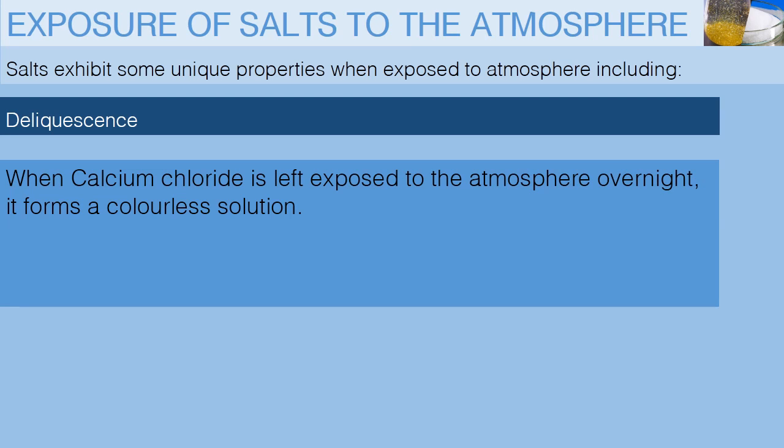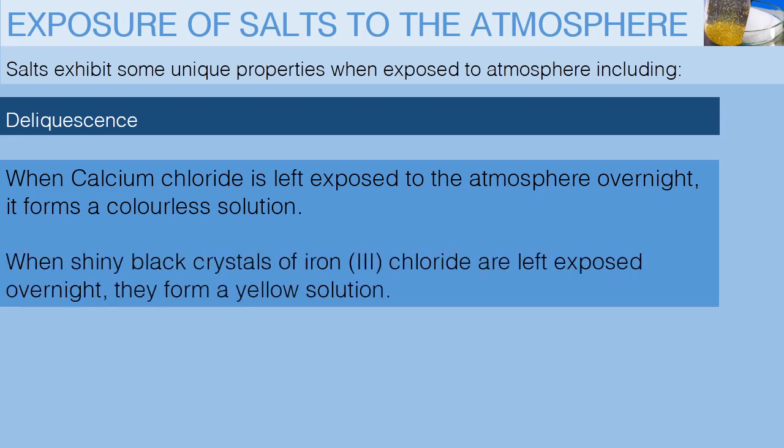When calcium chloride is left exposed to the atmosphere overnight, it forms a colorless solution. Similarly, when shiny black crystals of iron 3 chloride are exposed overnight, they form a yellow solution. This process is known as deliquescence. Hence, deliquescence is the process where a salt absorbs moisture from the atmosphere and goes into solution or dissolves in the water.